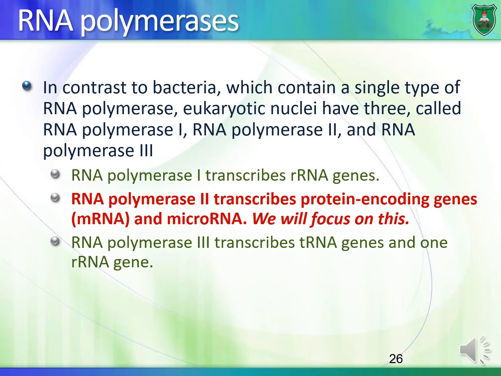So, how about RNA polymerases? We have 3 RNA polymerases in human cells. These are known as RNA polymerase 1, RNA polymerase 2, and RNA polymerase 3. RNA polymerase 1 transcribes rRNA genes. RNA polymerase 2 transcribes protein encoding genes, that is messenger RNA as well as microRNA. And this is our focus, by the way. RNA polymerase 3 transcribes tRNA genes and one of the rRNA genes.